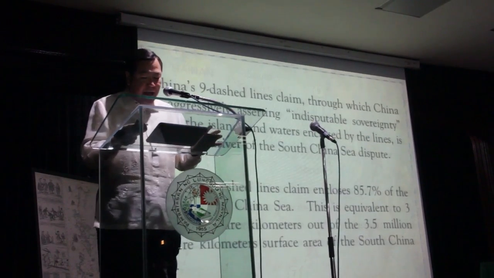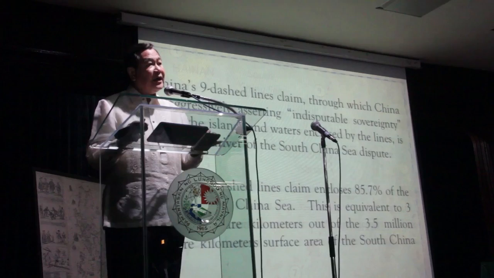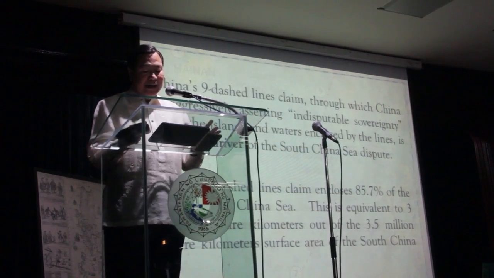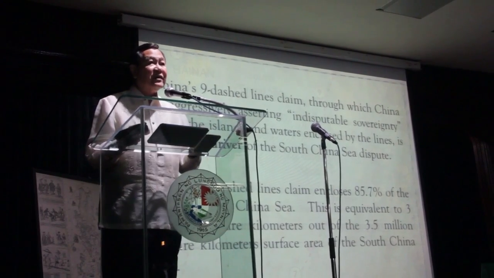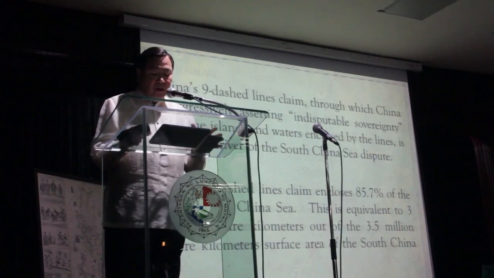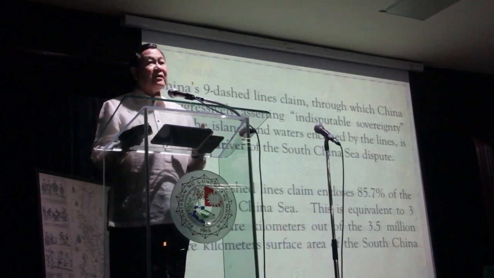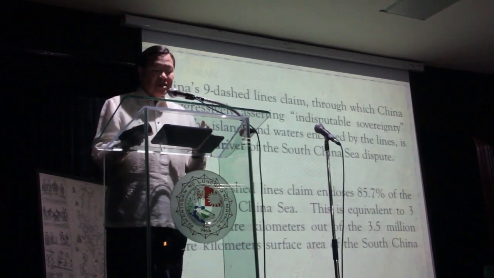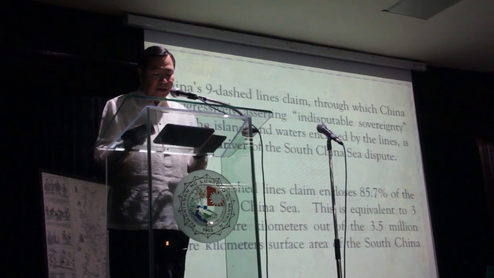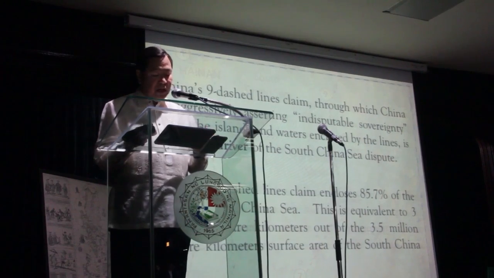China's 9-dash lines claim, to which China is aggressively asserting indisputable sovereignty to all the islands and waters enclosed by the lines, is the main driver of the South China Sea dispute. China's 9-dash lines claim encloses 85.7% of the entire South China Sea. It is equivalent to 3 million square kilometers out of the 3.5 million square kilometer surface area of the South China Sea.